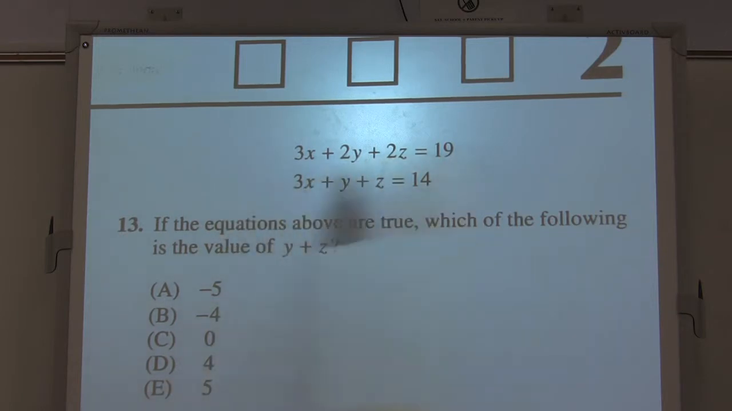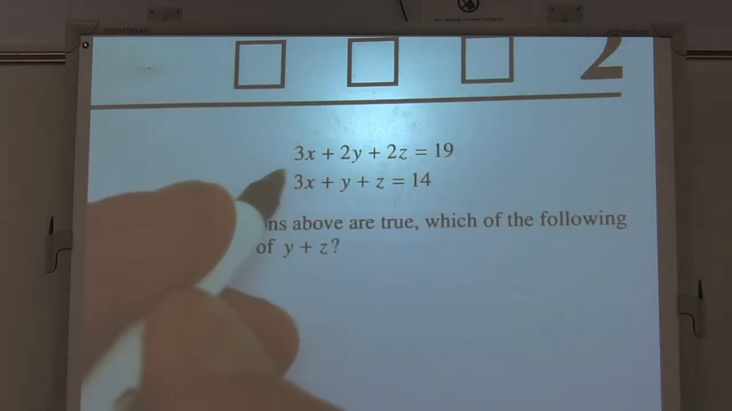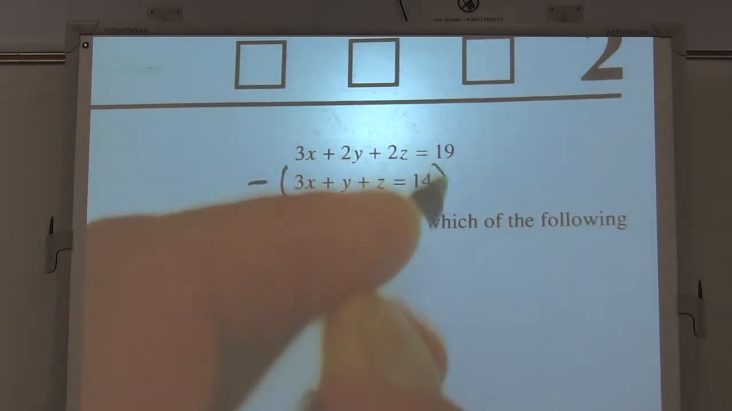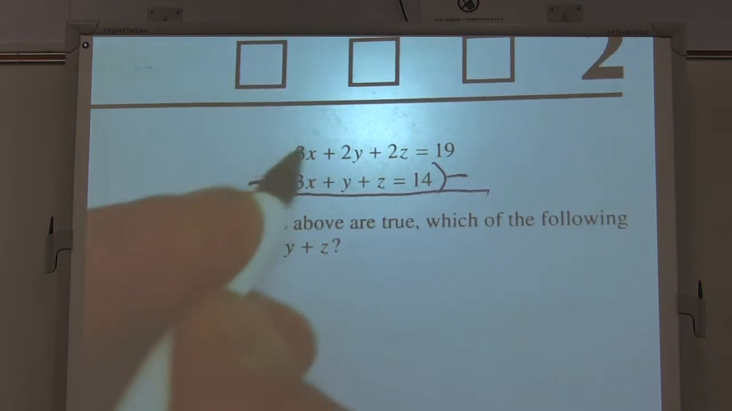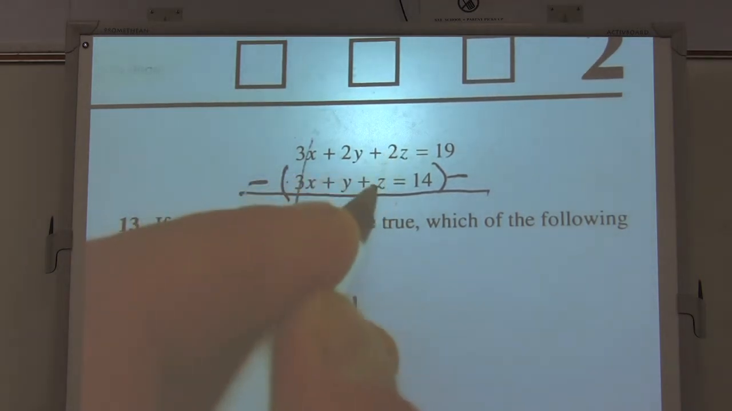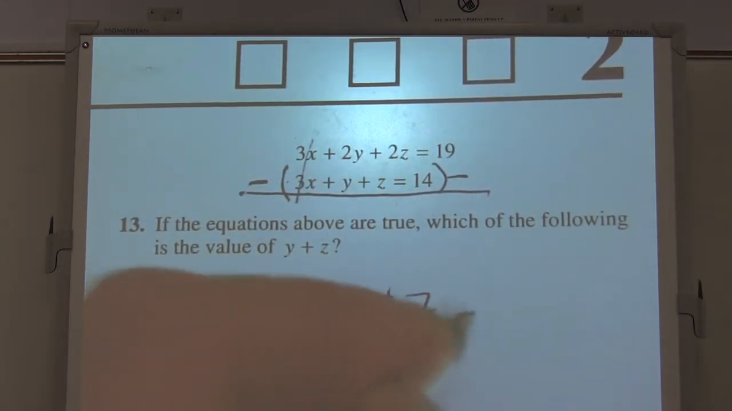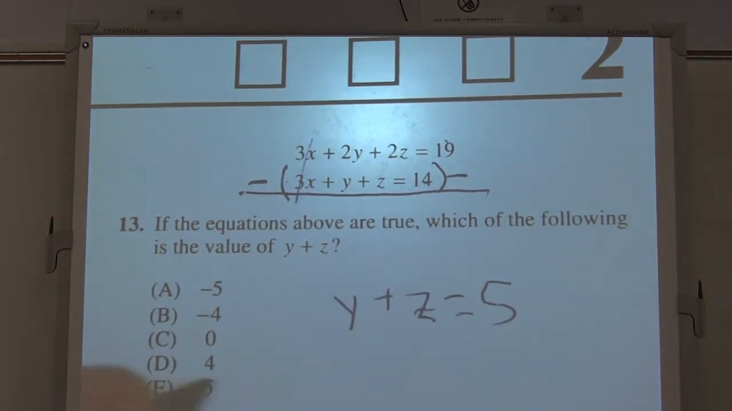And I have a system of equations up here. Whenever you have a system of equations, lots of times if you just add them or subtract them, something magical happens and things cancel out. And let's see, if I went ahead and subtracted the bottom equation from the top equation, and I'll take that down here, 3x minus 3x, those cancel. 2y minus y is 1y. 2z minus z is 1z. That equals 19 minus 14, which is 5. So y plus z equals 5.